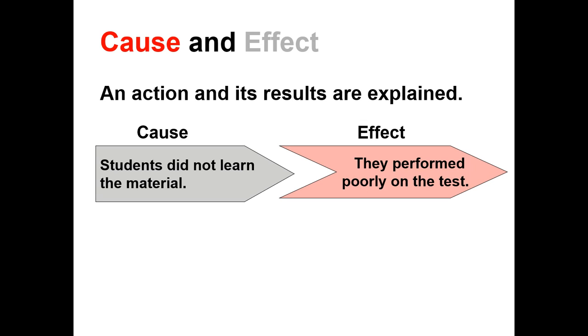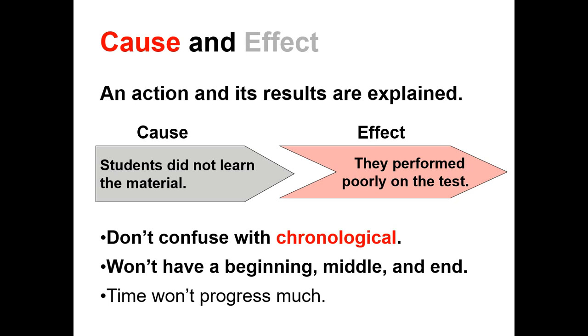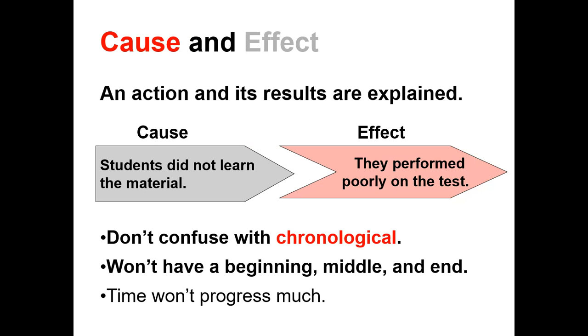You don't want to confuse this with chronological. Just because it happens in order does not mean it is a cause and effect. So it won't have a beginning and a middle and an end. Cause and effect is just: this happened, so this next thing was your effect. Time does not necessarily progress in a cause and effect structure.